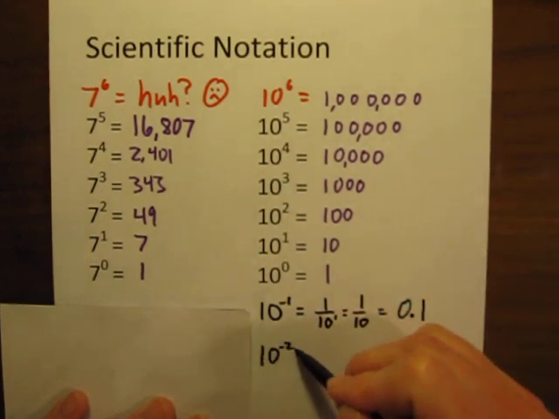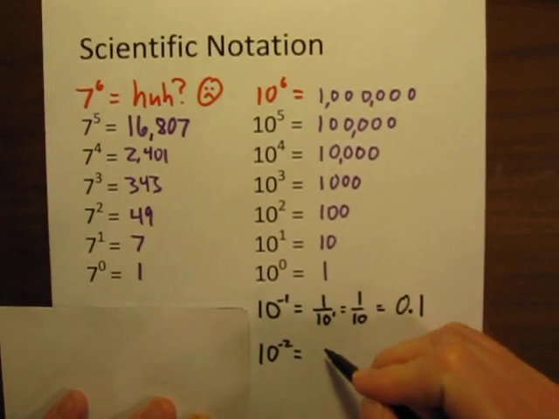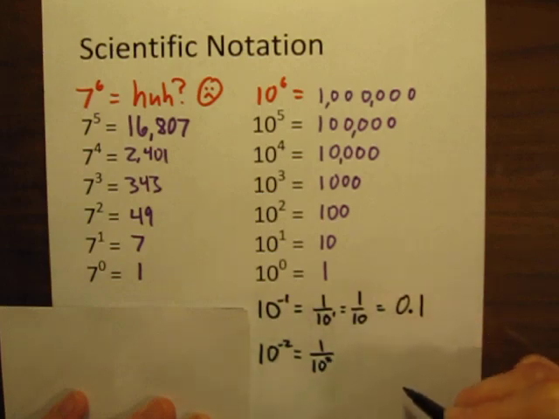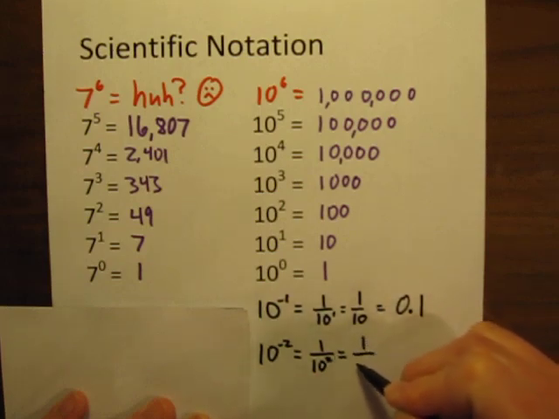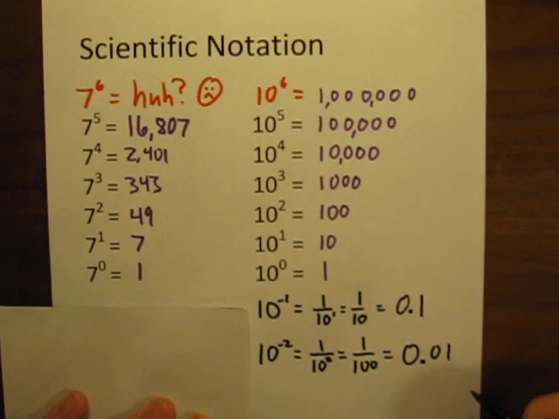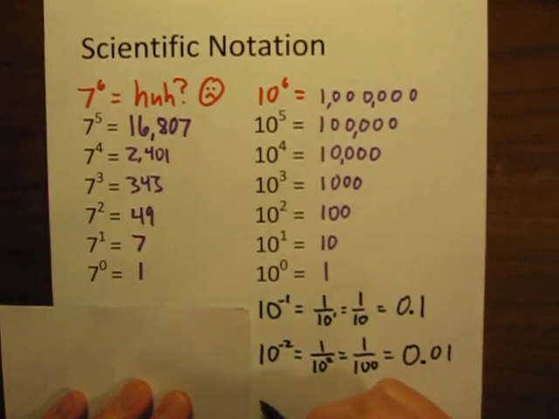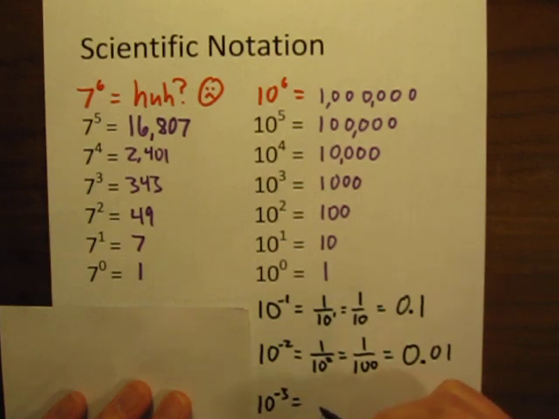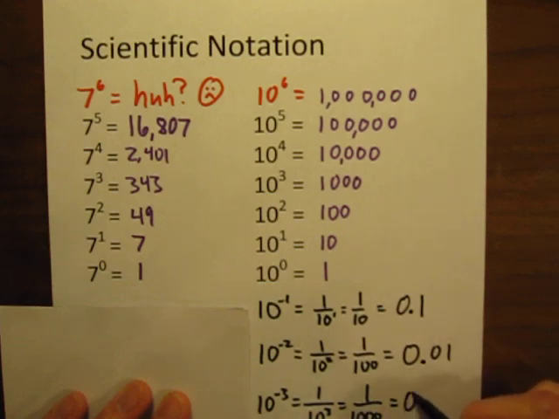How about 10 to the negative 2? Well, I can rewrite that as a fraction, 1 over 10 squared. 10 squared is 100, so that's 1 over 100, and writing that as a decimal is 0.01. I'm still just moving the decimal point. Let's do one more. 10 to the negative third power is equal to 1 over 10 to the third. Which is equal to 1 over, 1 stays on top, 10 to the third is 1,000, and what is that as a decimal? 1 over 1,000 as a decimal is 0.001. So again, I'm still just moving the decimal point.